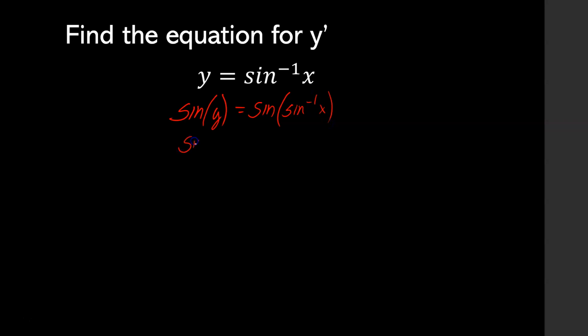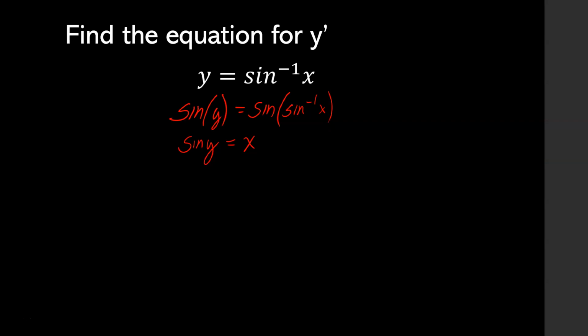Sine of y is just sine of y. What's sine of inverse sine of x? Turns out that's x. You don't have to worry about a domain restriction or anything because this x is just some number between -1 and 1. Those are all the ratios for sine. Think about the outputs on the sine graph, only from -1 to 1. Okay, so what do we do now?